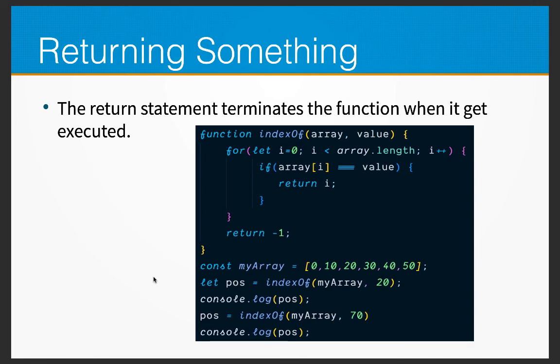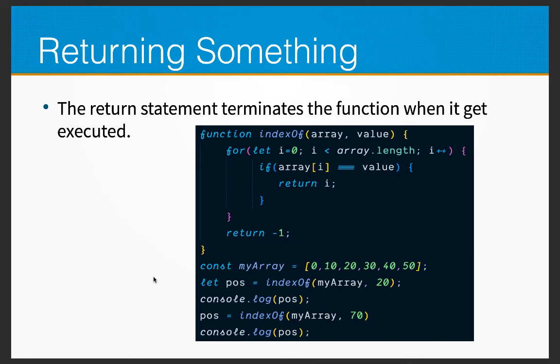And how many things can I return from a function? Well, I can return just one thing. It can be a complex thing, like an array or an object, but you can return only one thing. Does that mean that you must have only one return statement in your function? No, you can have more than one.